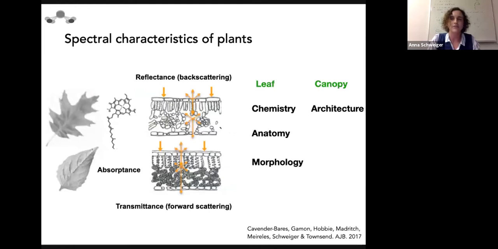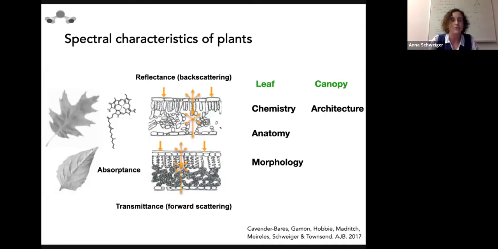When sunlight interacts with any tissue, including plant leaves, two things can happen. Part of the radiation gets absorbed and part of the radiation gets scattered, either backscattered, which is also called reflectance, or scattered in forward direction, which we call transmittance. Absorption is a wavelength-dependent process and is caused by molecular movements and the stretching and bending of molecular bonds. And this all depends on the chemical composition of the elements we're talking about.